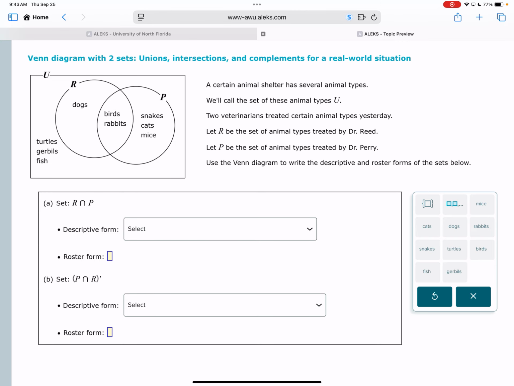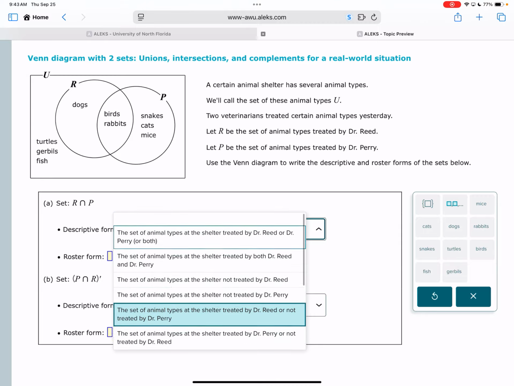Venn diagram with 2 sets unions in a real world situation. So here you got veterinarians. Dr. Reed and Dr. Perry. R is Reed, P is Perry. So write these in descriptive and roster form. So this is doing with the symbols, but then you got to write it in the descriptive form, which can be tricky because, look, they give you a bunch of different options there, okay?